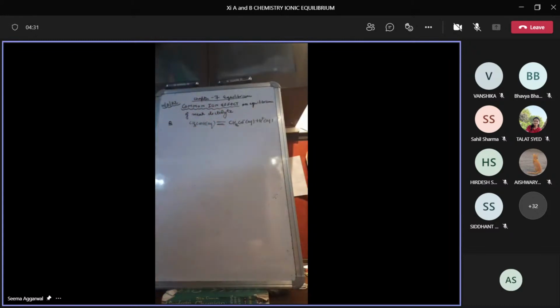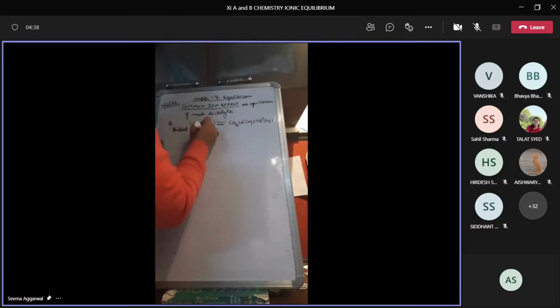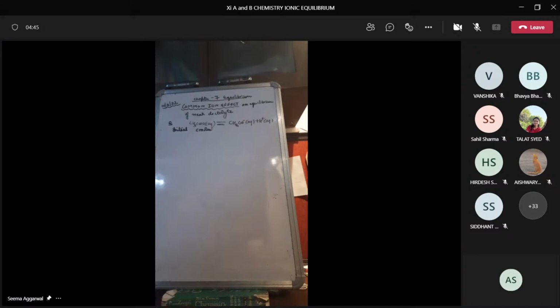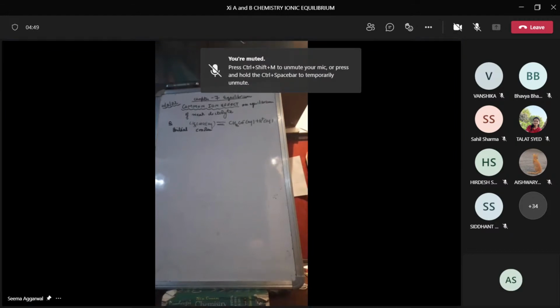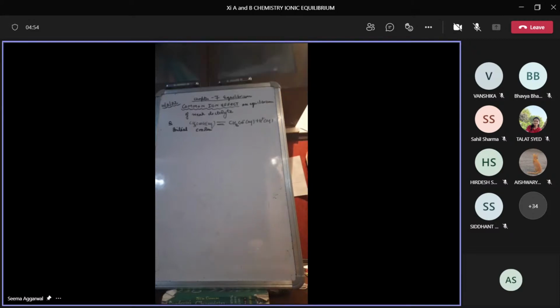All of us know this. Now suppose initially it is C moles. Rohit, can you tell me what will be the concentration of acetate ions and H plus ions initially? Rohit. Sahil. Can you tell me what we studied yesterday? The initial concentration is C moles, then.